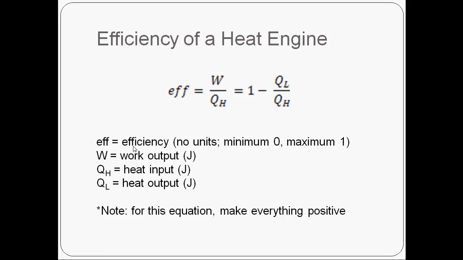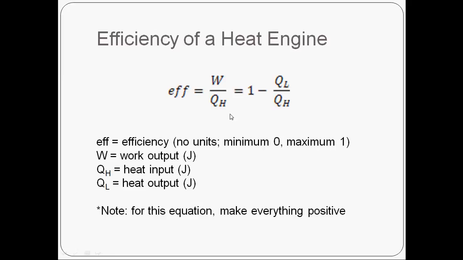EFF stands for efficiency. It's just a number. There are no units associated with it. It can't be any less than 0 because you can't get negative work out of something. And it can't be any greater than 1, otherwise we've created energy out of nothing, which would be cool, but not going to happen anytime soon, right? One way that we can calculate the efficiency of a heat engine is to take the work output and divide that by the heat input. So this is one way that we can calculate the efficiency of our heat engine.